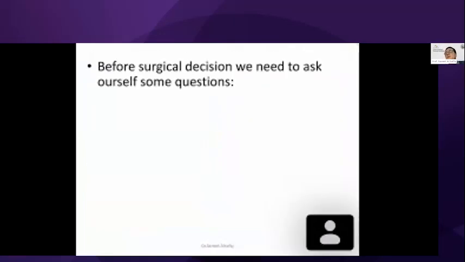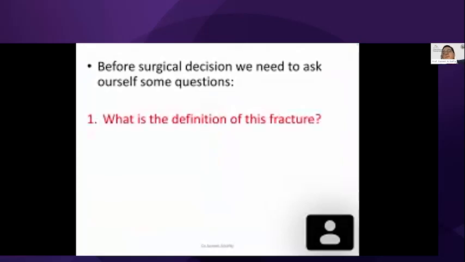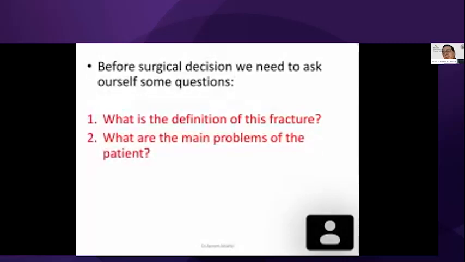Before the surgical decision, we need to ask ourselves some questions. What is the definition of this fracture? If we think about this, is the second debridement Gustilo type 2 or 3A? So plating for this type, I don't know why they were in a hurry to do plating. What are the main problems of the patient? The main problems now are stiffness of the knee, active infection still pouring pus, non-union, and shortening.